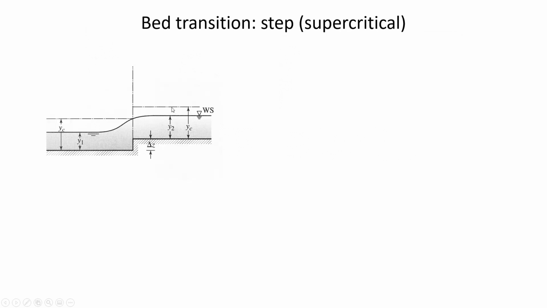This is just showing the other case. If you had a step up for supercritical flow, and we can tell that this is supercritical because look at Y1 versus YC. In this case, Y1 is the actual flow depth, and YC is the critical flow depth. So anytime the actual flow depth is less than the critical, that's supercritical conditions upstream.